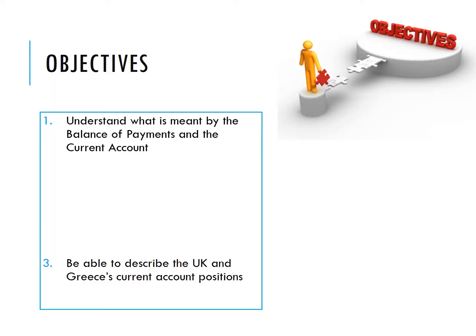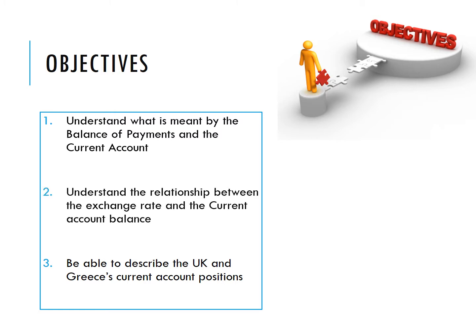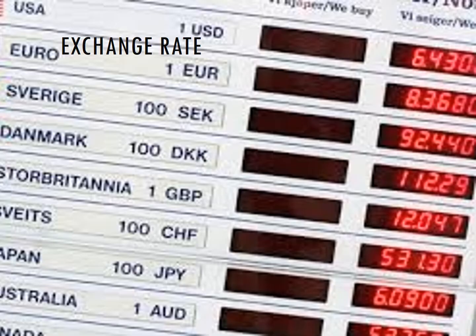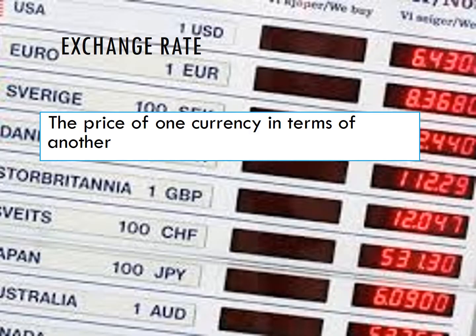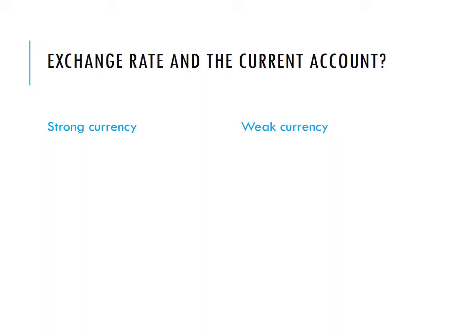So we've looked at what is meant by a balance of payments, quite a lot of content there, and the current accounts. It may be worth going back and making sure you've got good notes on those sections. The next was to look at the relationship between the exchange rate and the current account balance, and then we're going to look at the UK's position. So an exchange rate is the price of one currency in terms of another. And what is the relationship between the exchange rate and the current account?